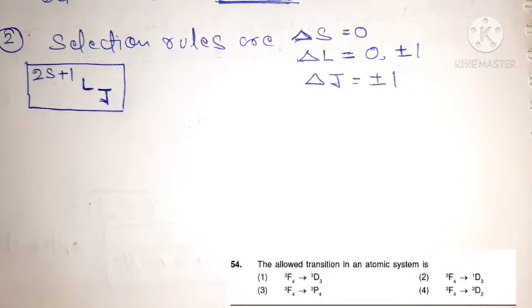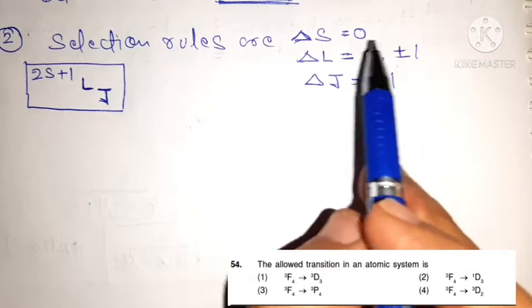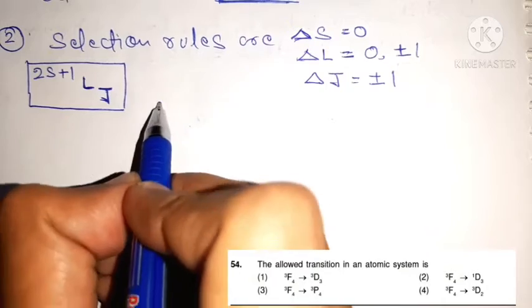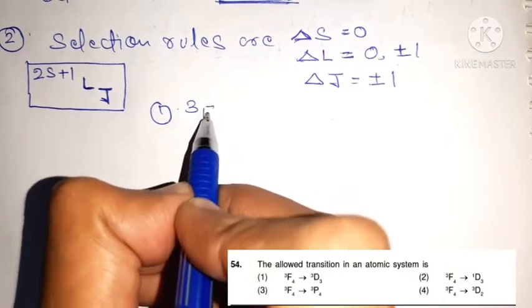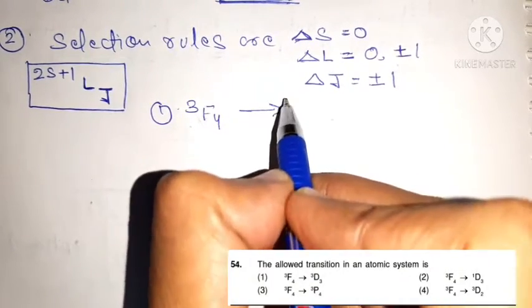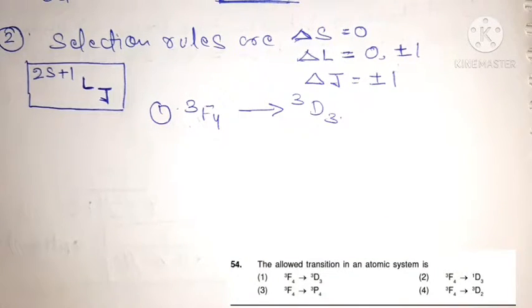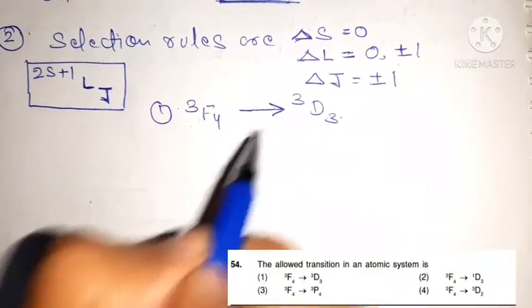So we have four choices. You must apply these selection rules on the given options, and those options which satisfy all the selection rules or conditions are allowed transitions. Very simple. Now we take option number first. Option number first is 3F4 to 3D3. The first transition is 3F4 to 3D3.